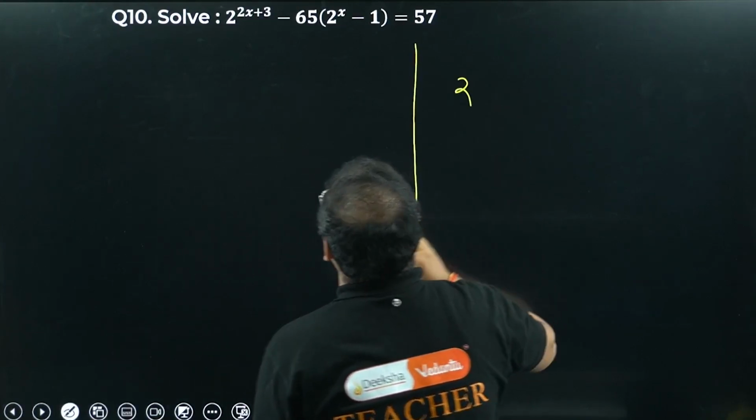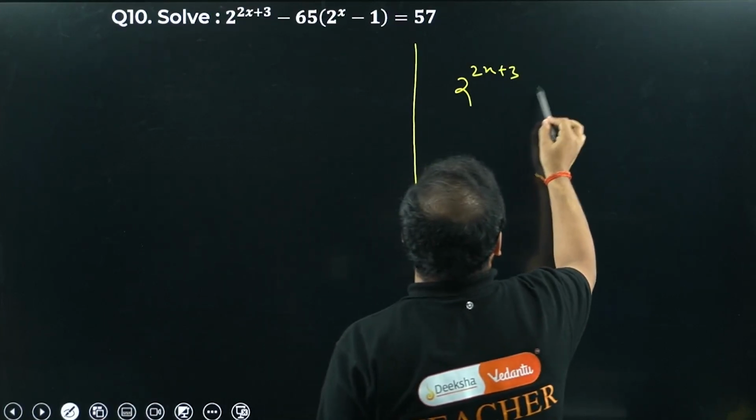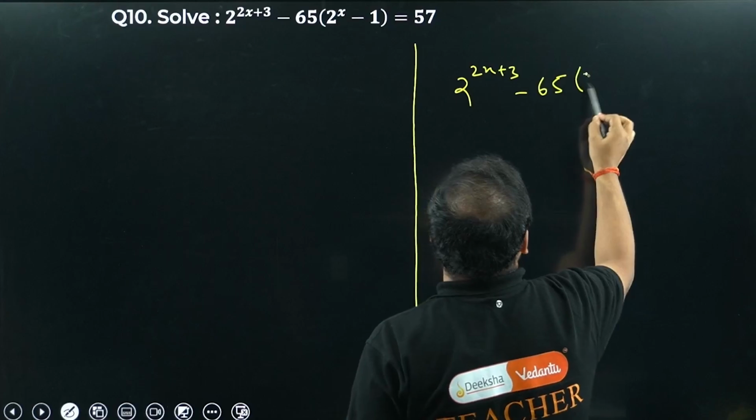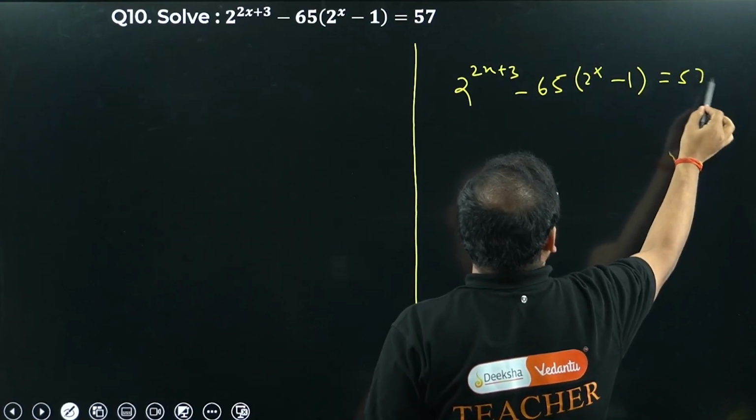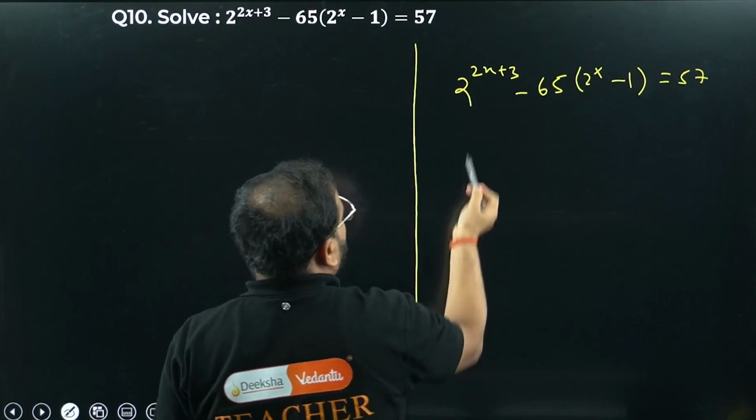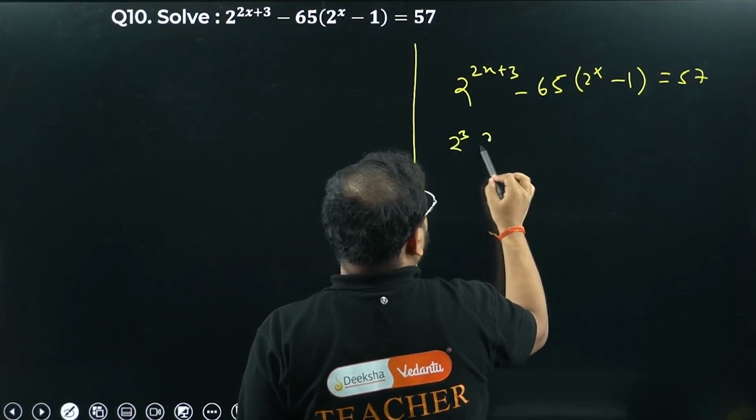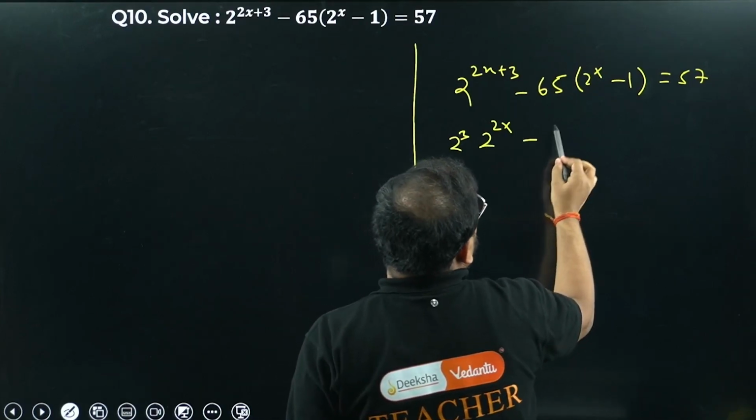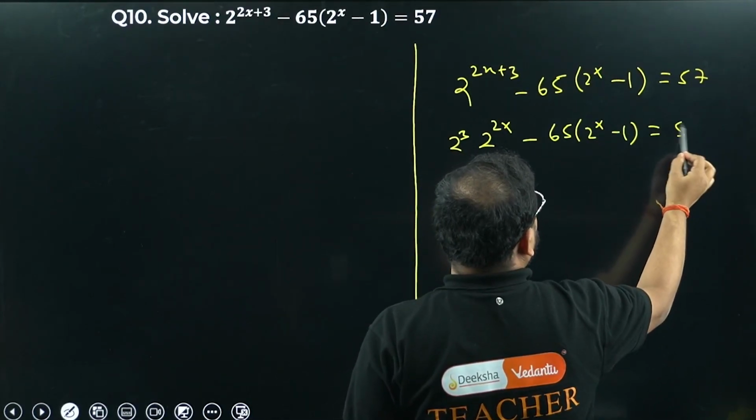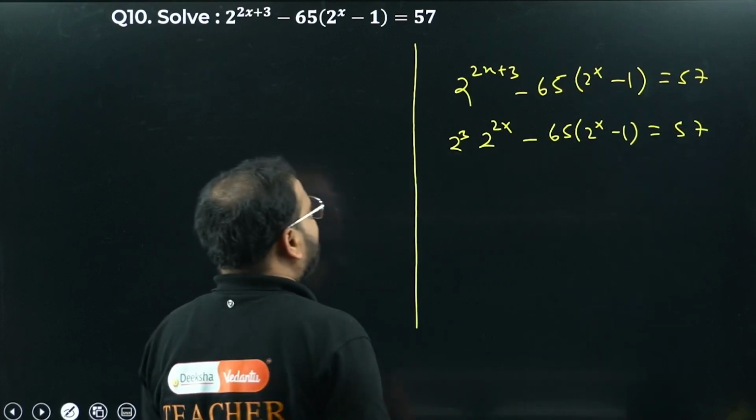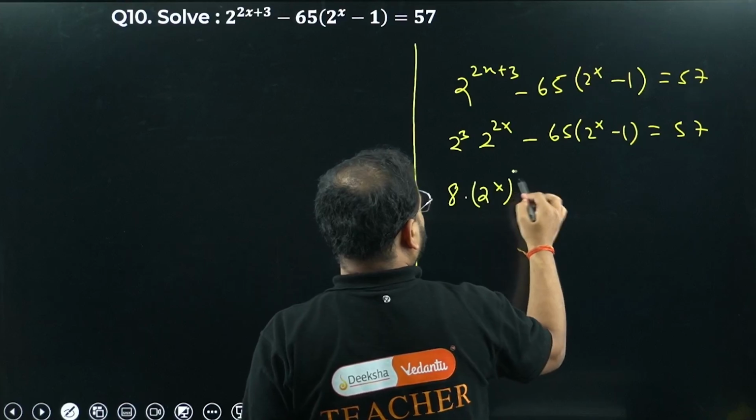So 2 power 2x plus 3 is given, minus 65 times 2 power x minus 1 equals 57. Let's do something over here. I can write this as 2 power 3 separately. 2 power 2x as it is, minus 65 times 2 power x minus 1 equals 57. I can write this again as 8 times 2 power x the whole square.